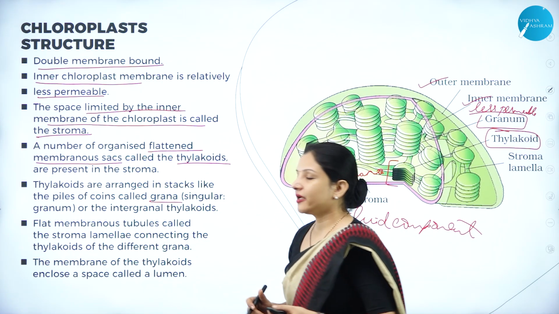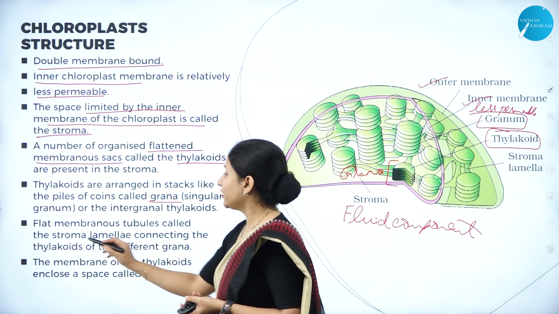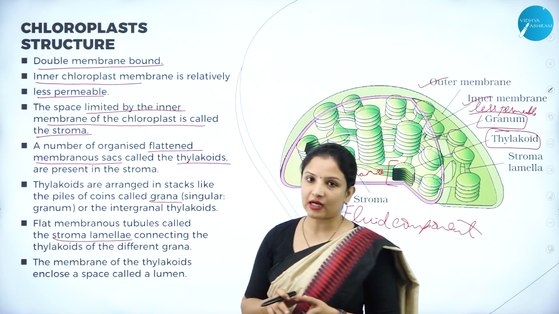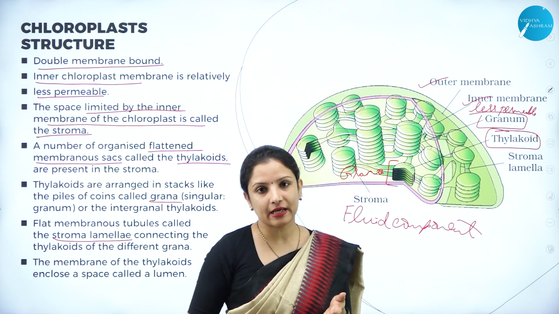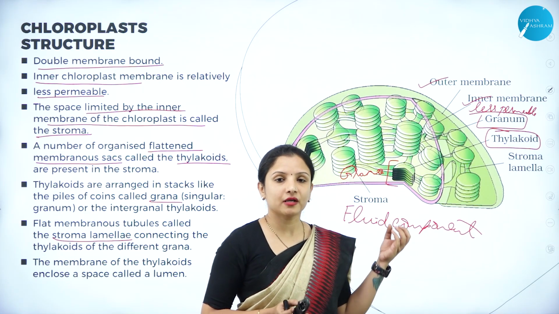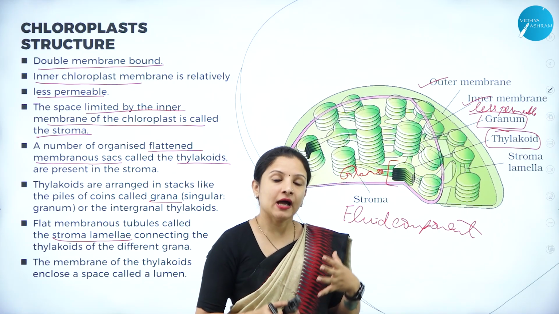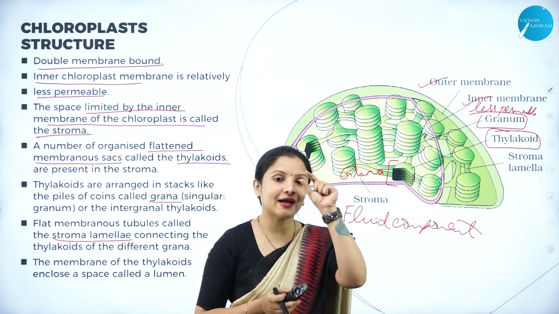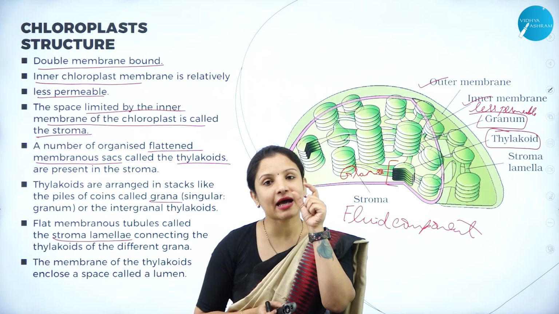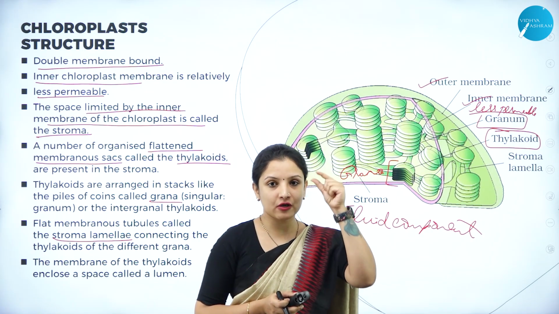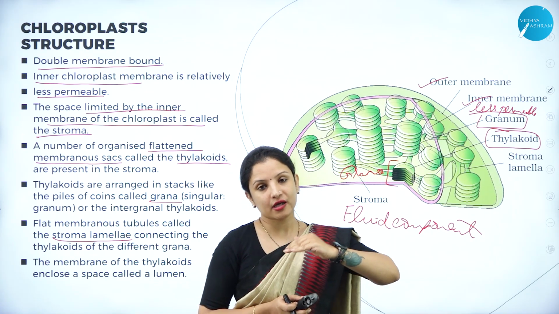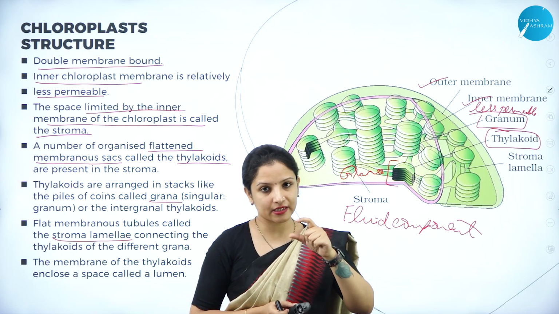And flat membranous tubules are there which are called stroma lamellae. Now don't get confused with stroma and stroma lamellae. So stroma is nothing but the fluid component that is present inside the chloroplast. And in the stroma, what is there? Thylakoids are there. Thylakoids are sac-like structures. Now, each of the thylakoids stacked one above the other to form a pile, you call it the grana.